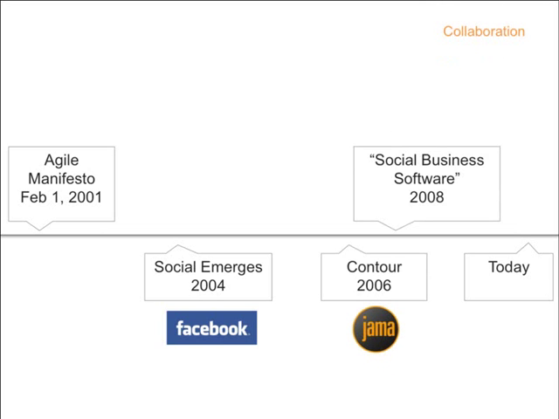And then, of course, we started Contour in 2006, and then social business software was kind of coined by Jive in 2008, and SBS came out in 2010. So really, it's not until this latter part of the decade that we started to see solutions and tools emerging that were really embracing the business side of things.